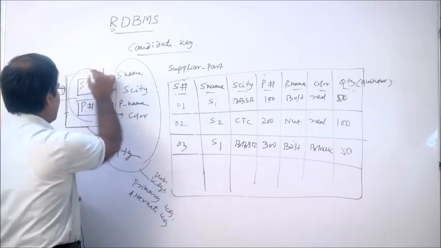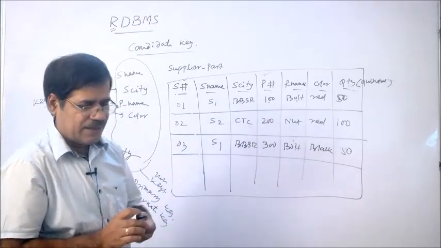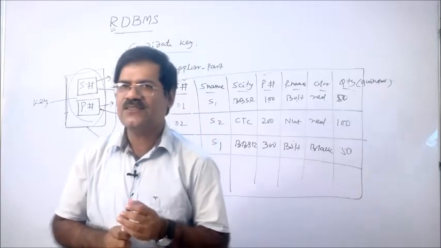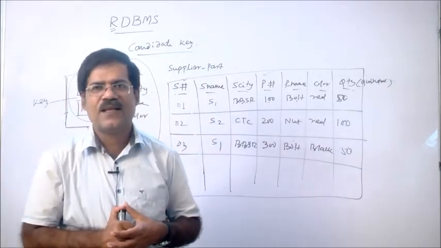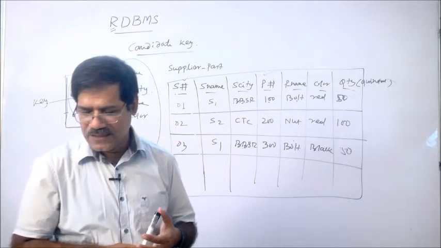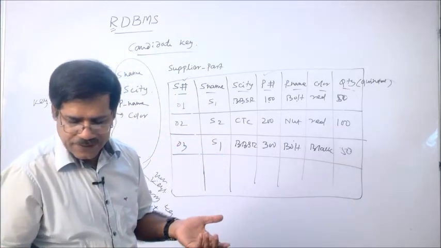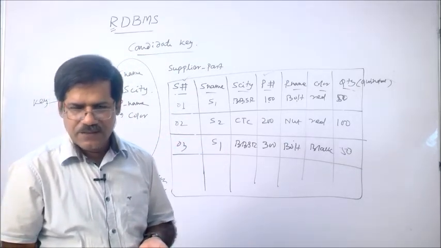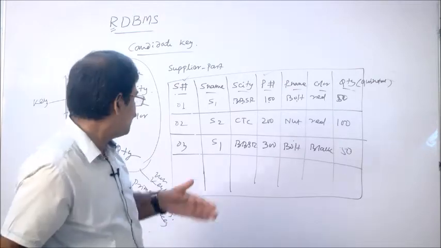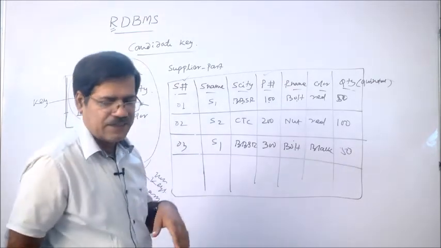So, here S number and P number are called candidate keys, and among the candidate keys, one key is selected as the primary key and the other key is called an alternate key. That means the key which is not the primary key is called the alternate key.